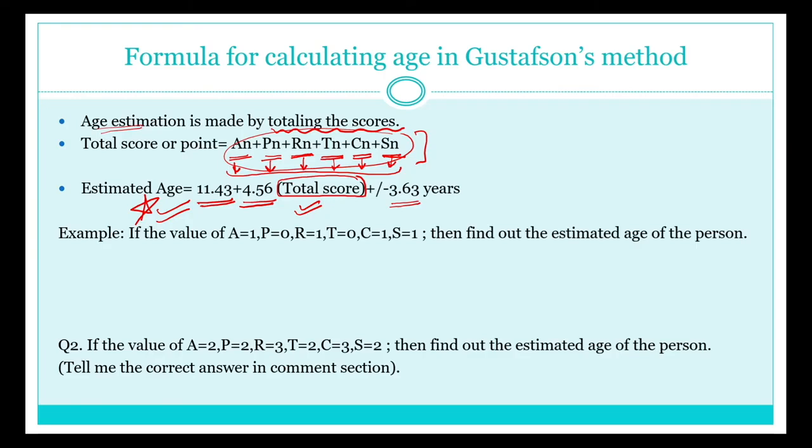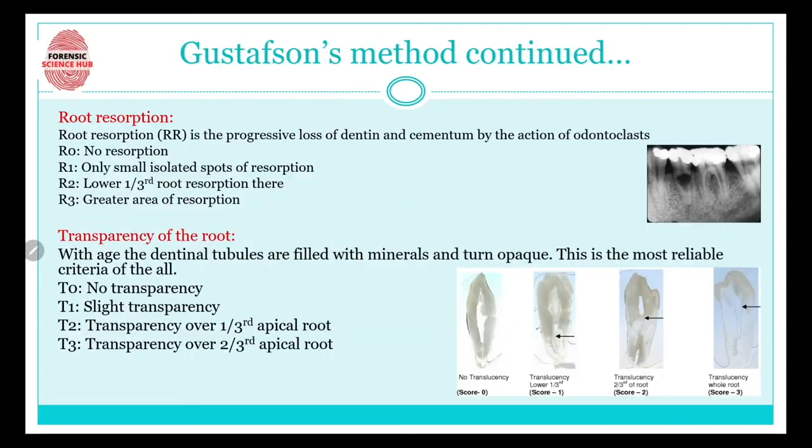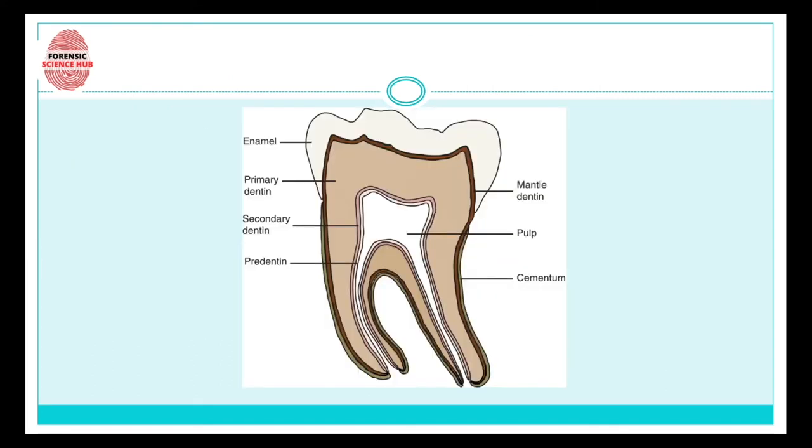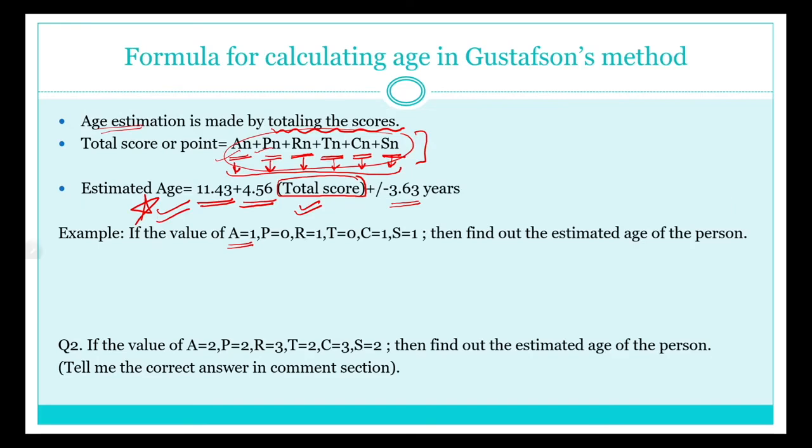If we have studied a tooth, then we are going to have all these values of A, and for P, for R, for T, for C, and for N. We'll be having these values, right? What does the value mean? Like in this question we have the values A equals to 1. What does A equals to 1 mean? A equals to 1 means that atresion is in the enamel. So we studied the tooth and we found out that atresion has only reached the enamel portion. So we deduce that A equals to 1.